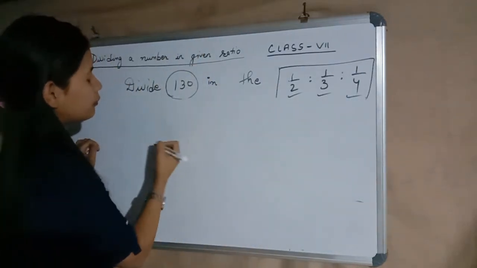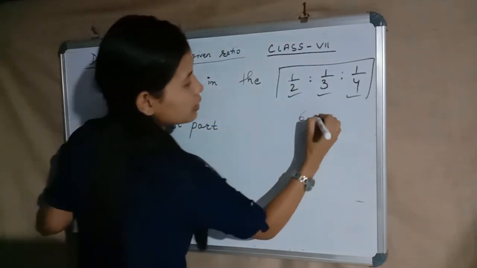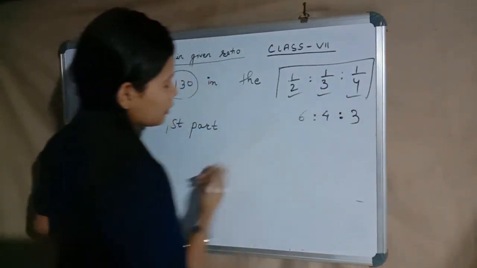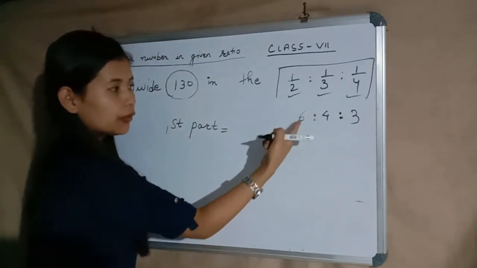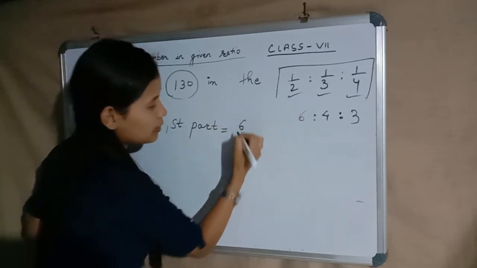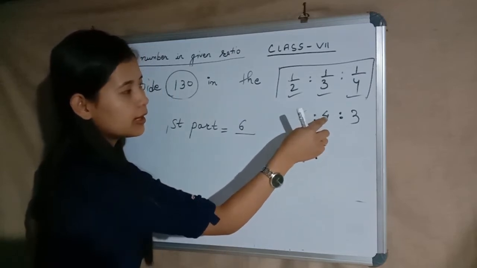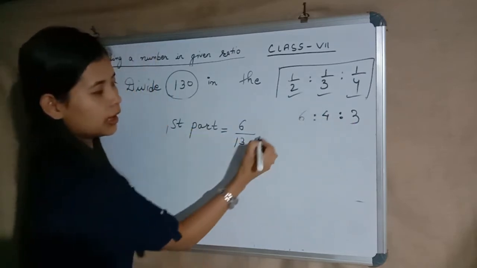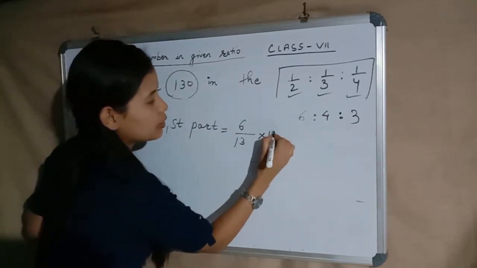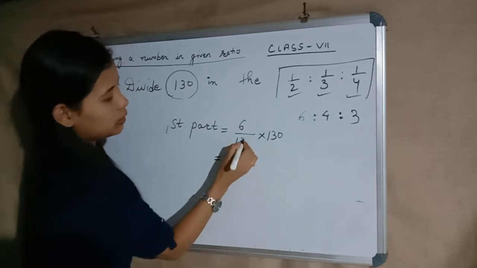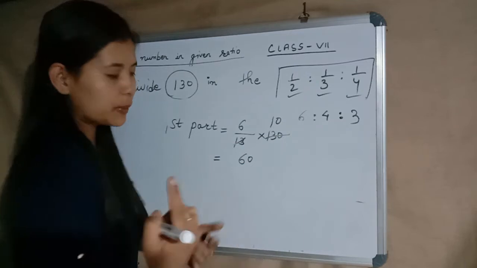So first part, our ratio given here is 6 is to 4 is to 3. So the first part will be given by what? The first term of the given ratio, that is 6, divided by the sum of the ratios, that is 6 plus 4, that is 10, 10 plus 3, 13, into the number that is to be divided, that is 130, isn't it? Let's cancel this. 13 ones are 13, 0. That is equal to 60. So our first part is 60.